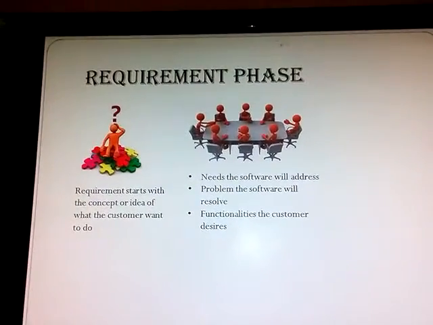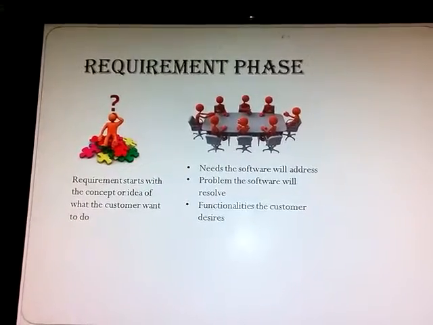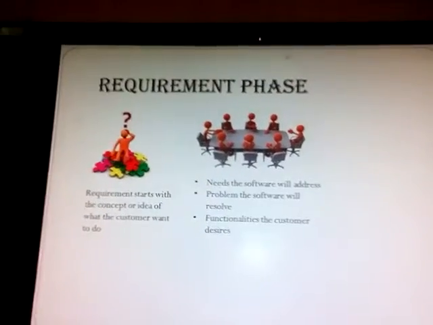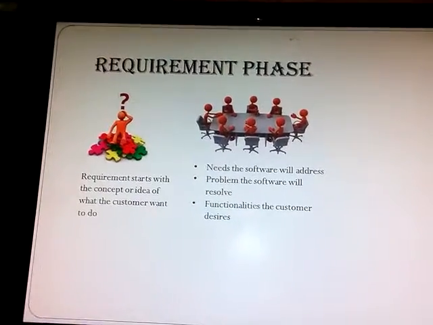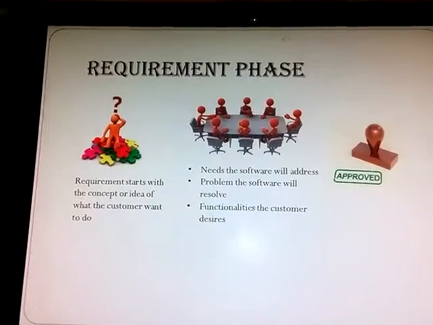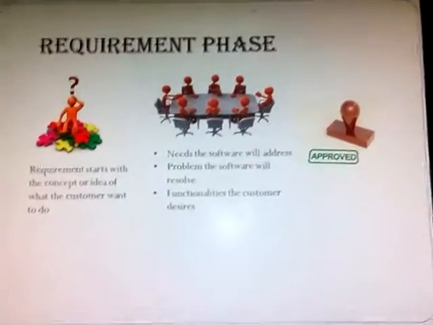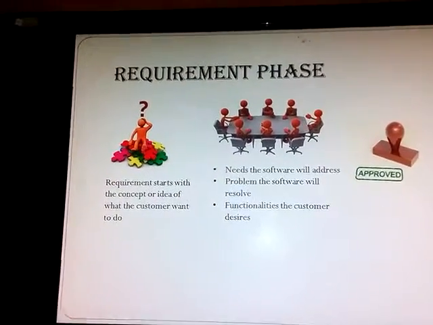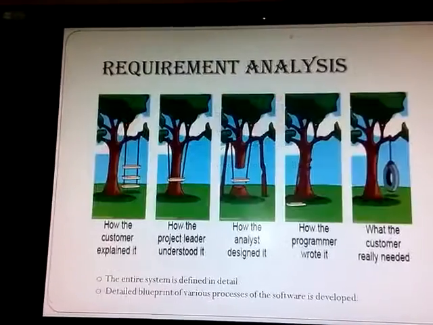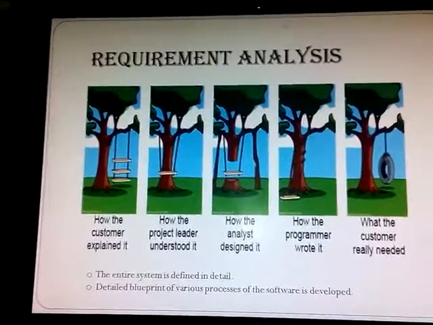In this requirement phase, we are going to handle two kinds of requirements. One is functional and the other is non-functional requirement. Functional requirement is gathered from the customer needs. Once they have been approved, we are going to perform the SRS documentation, software requirement specification. Once the documentation has been approved, we are going to move to the next phase, known as requirement analysis.